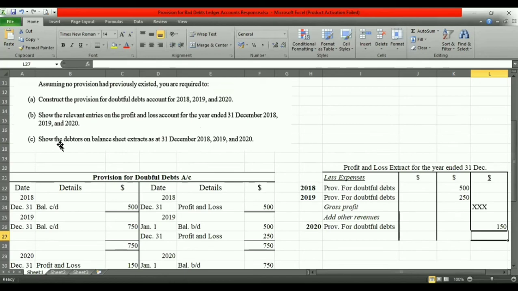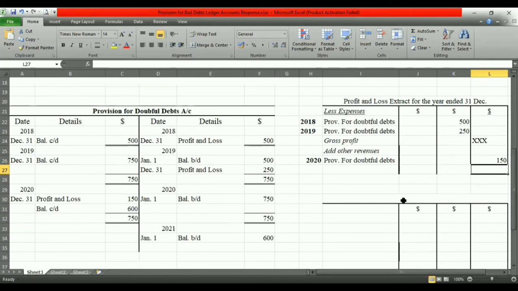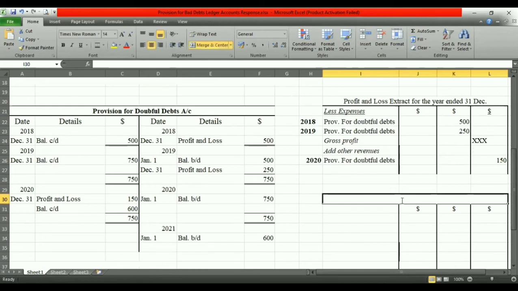Part C asks us to show the debtors on balance sheet extract as at December 31st for the 3 years. So our title reads balance sheet extract, and that is as at 31st of December. And we're not going to enter the year because we're looking at 3 different years, so we enter them as we go along. Now, remember, provision for doubtful debt is linked to debtors, which is your trade receivables.